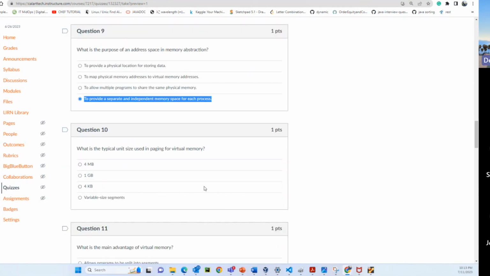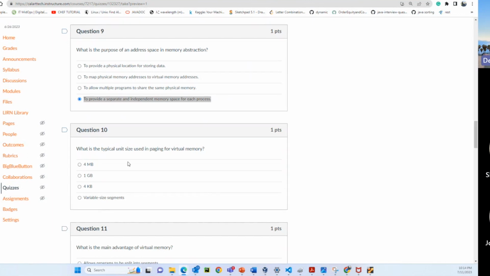What is the typical unit size of paging? I think it's 4 kilobytes. That's what we used, but let me confirm. So yeah, it's 4 kilobytes. It's the smallest of whatever you get. The variable size would be the segmentation. So when you do the paging, it's a fixed size virtual memory and it's a minimum.